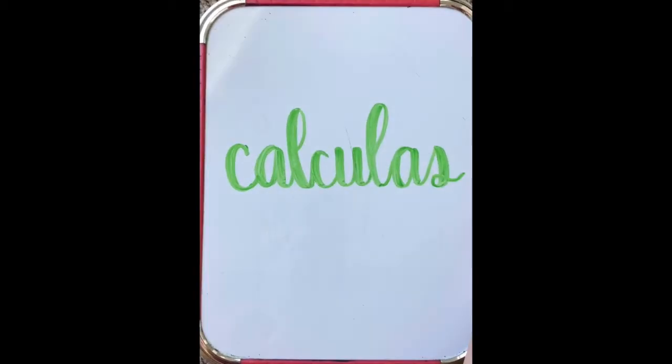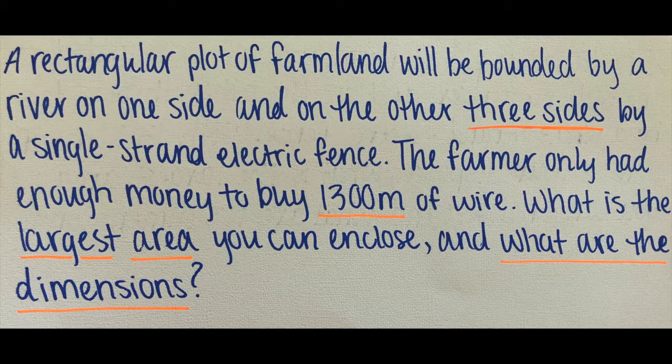We're going to be doing a real-world calculus problem just to illustrate how we can use this type of formula in a real-life situation. Our problem is a rectangular plot of farmland will be bounded by a river on one side and the other three sides by a single-strand electric fence. The farmer only had enough money to buy 1,300 meters of wire. What is the largest area you can enclose and what are the dimensions?